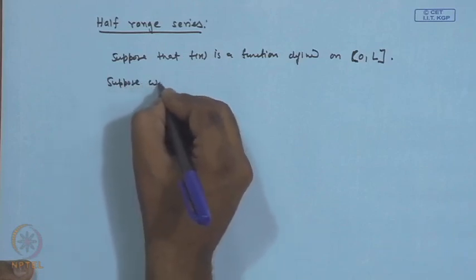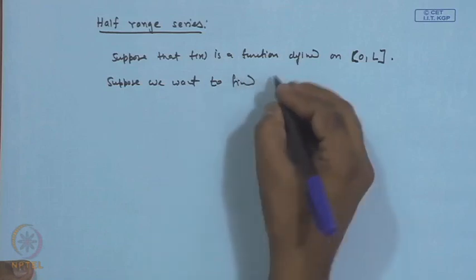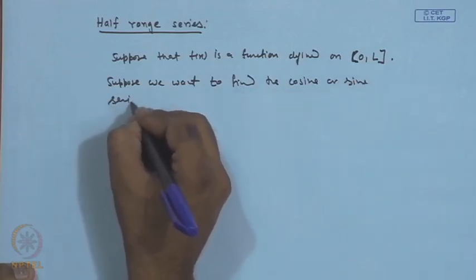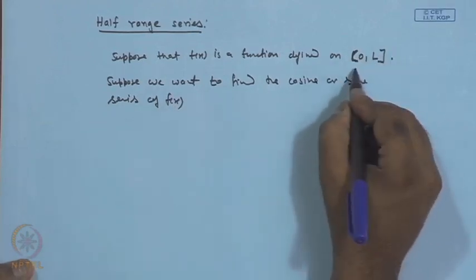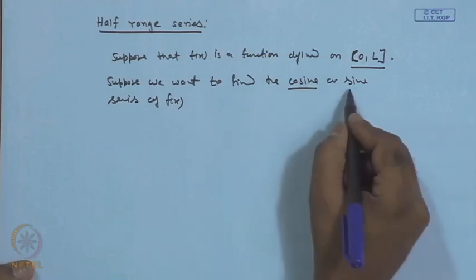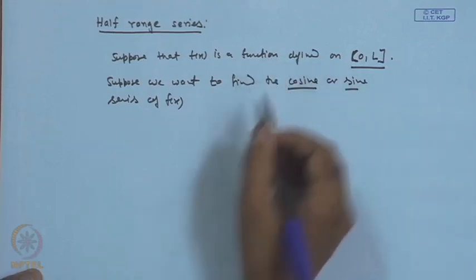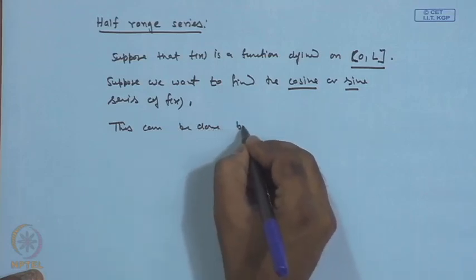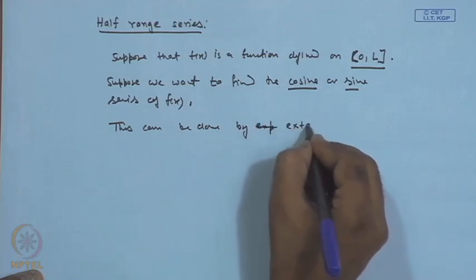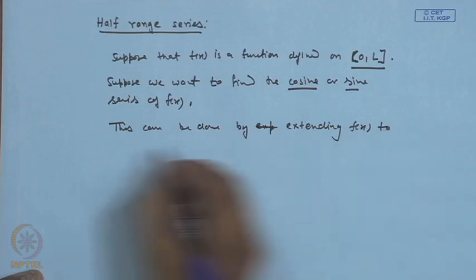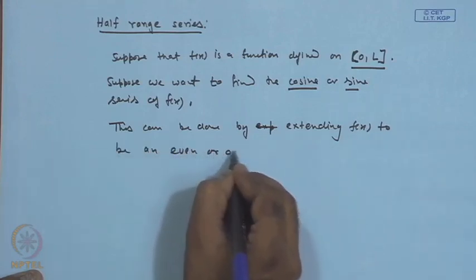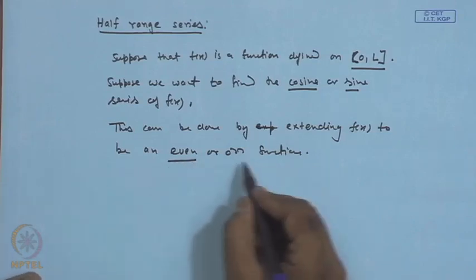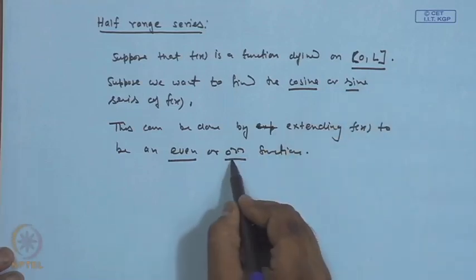and also we want to find the cosine or sine series of f x. So, f x is defined in some interval, and our aim is to have either cosine series or sine series of that function. So, this can be done by extending f x to be an even or odd function. So, if we want to have the cosine series, we will extend that function as an even function, or we want to have the sine series of that function, we will extend this as an odd function.